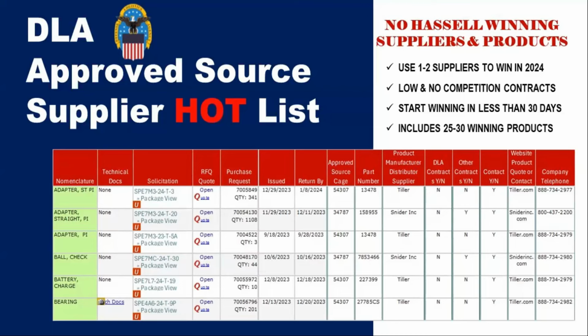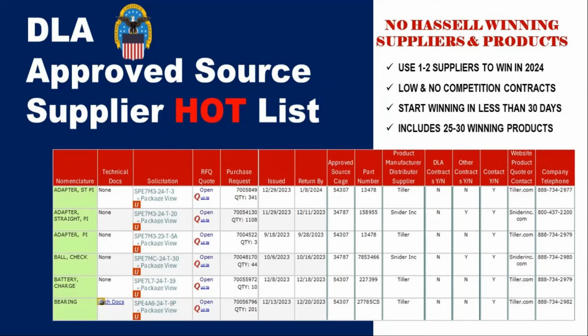So the DLA approved source supplier hot list is for those of you that tend to struggle a little bit with finding a product faster. Even though we have a list of 5,000 that the government gives us, it's still a little challenging because you have to figure out what those products are. So this is what my team and I have done.